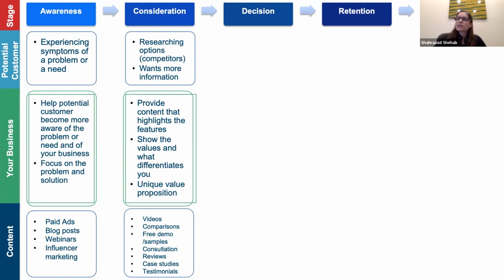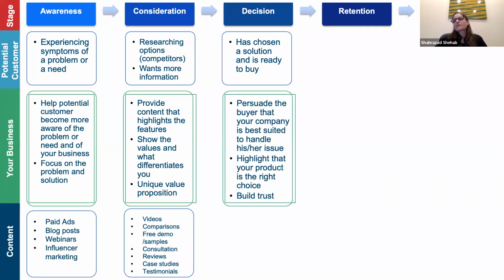The third stage is the decision stage. This is where your potential customer has chosen a solution and is ready to buy. What you should do as a business here is to persuade the buyer that your company is best suited to handle his or her issue or pain or problem. And you should highlight that your product or service is the right choice. You should focus on building trust. Okay, so you should be honest, transparent with your content.